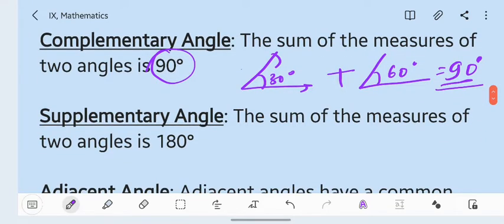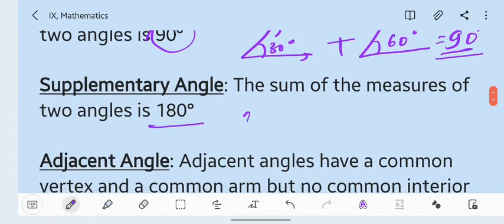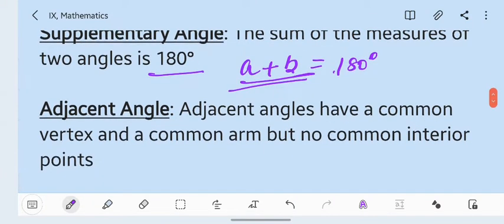On the other hand, we have supplementary angles. The sum of the measures of two angles is 180 degrees. So say the first angle is A and the second angle is B. The sum of these two angles will be 180 degrees. Adjacent angle. Adjacent angles have something in common.